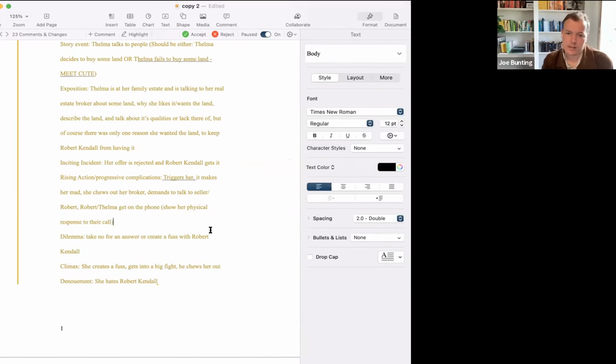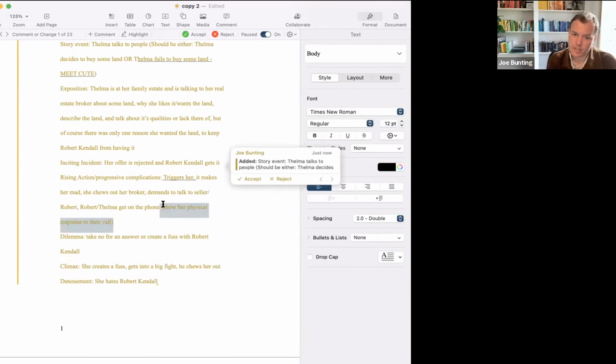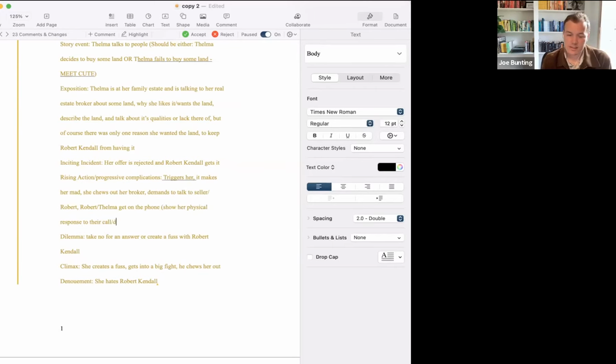And again, you need to show this. She's getting on the phone with him. He answers. They're talking. She has physical responses to this. Describe her surroundings too. So we need more description from you. Dilemma: does she give up? Does she take no for an answer? Or does she dig in and create a fuss?